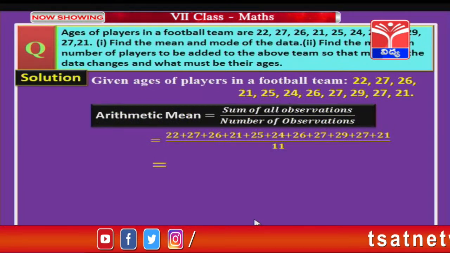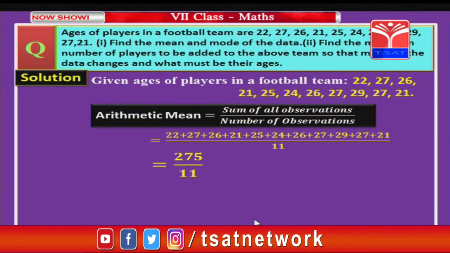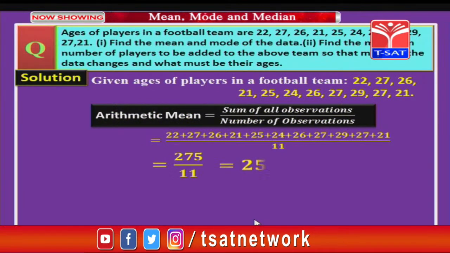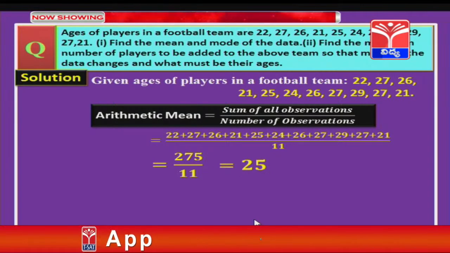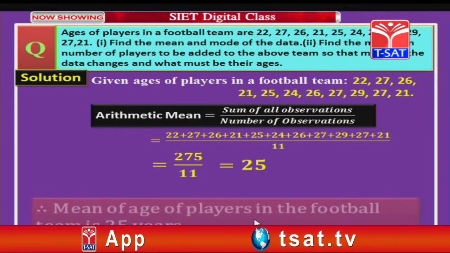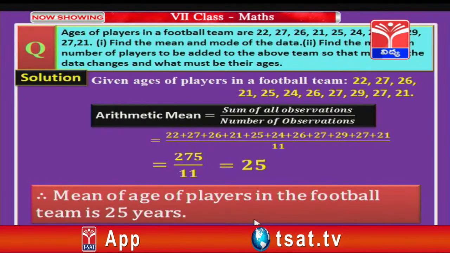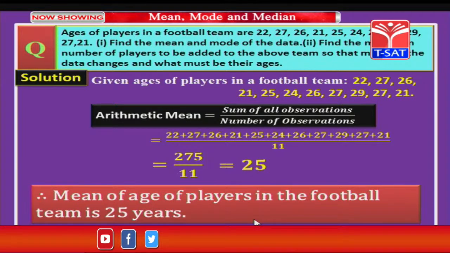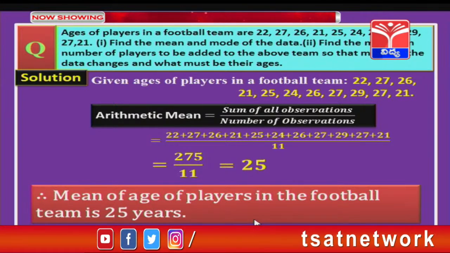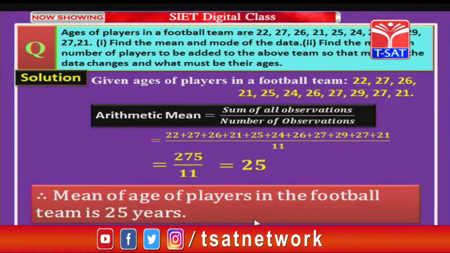So, on adding all these we get 275 by 11. Let us simplify this further, children. We get 25. That means, the mean age of the players in the football team is 25 years. So, now we got the mean. Now, let us find the next one, that is the mode of the data.